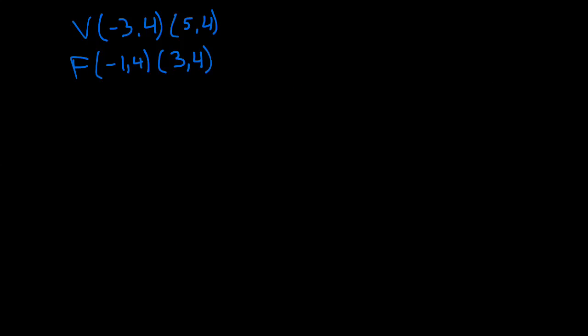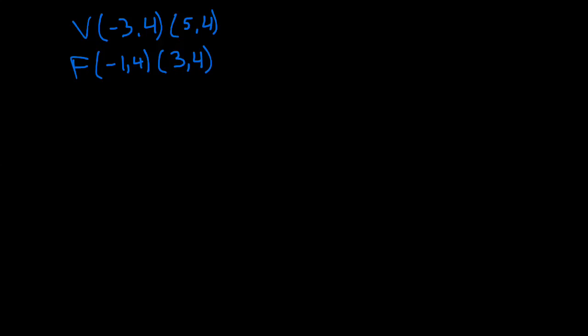Now we have our second example. This time we're told our vertices are at (-3, 4) and (5, 4), and our foci are at (-1, 4) and (3, 4). In this one, we're going to have to use c squared equals a squared minus b squared in order to find out what the radius for our co-vertices would be.